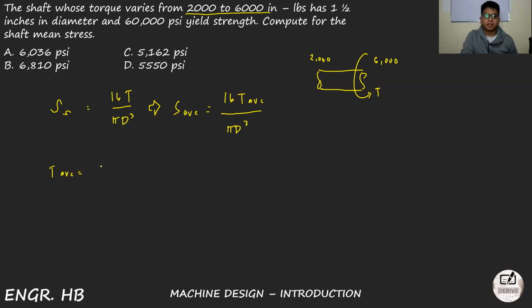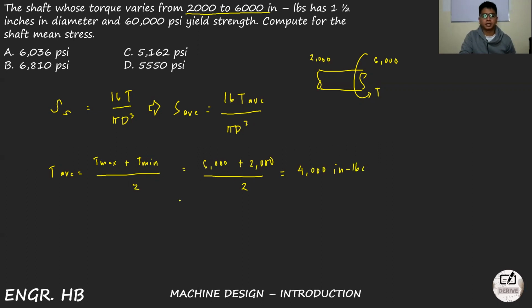So we can say that the average torque is the maximum torque plus the minimum torque value divided by 2. And that was 6,000 plus 2,000 divide 2. So that will become 8,000 divide 2. So it will be 4,000 inches pounds. Okay. And ayan. So direct substitution. Our average stress is 16 times 4,000 pounds inch divided by pi d cube.